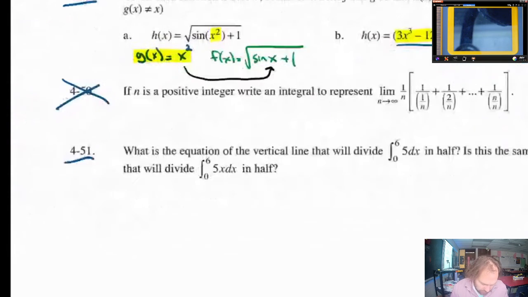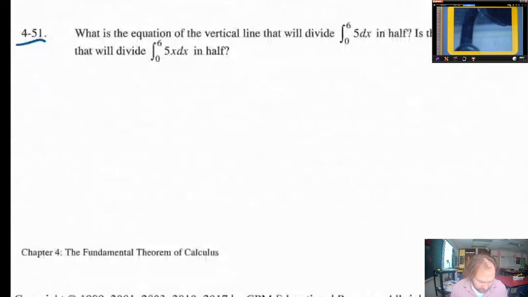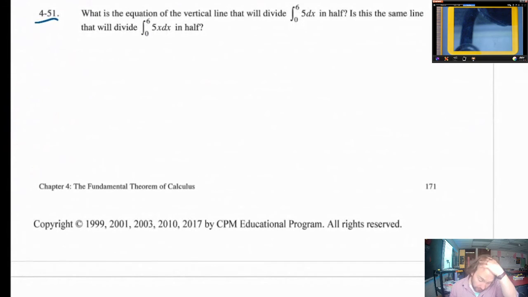I don't like question 50 at all, so let's move on. 51. What's the equation of the vertical line that will divide the integral from 0 to 6 of 5 dx in half? Is this the same line that will divide the integral from 0 to 6 of f of x dx in half?